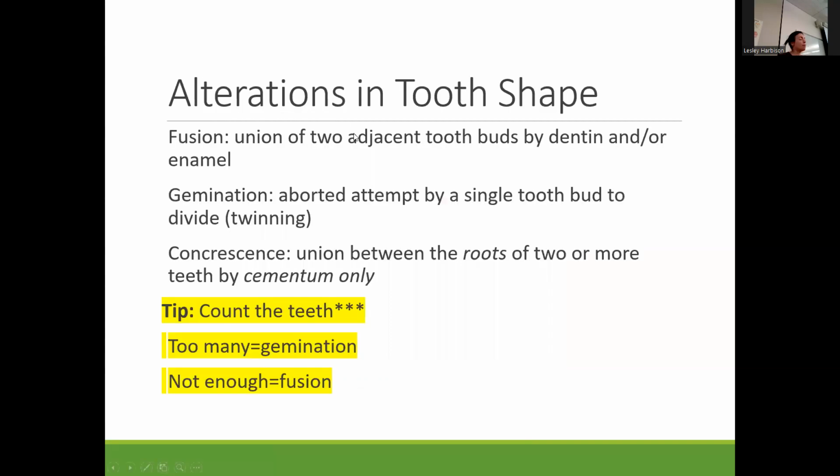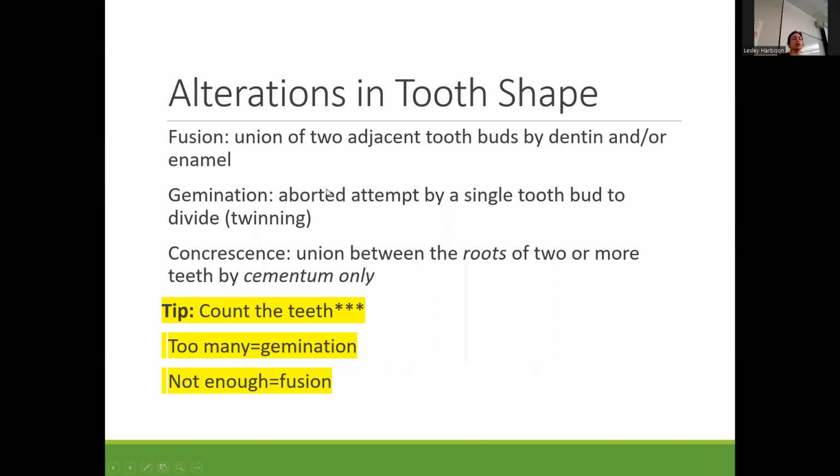Okay, so here's a couple of terms that you definitely will get tested on and that people definitely get mixed up. So star this slide. Fusion is the union of two adjacent tooth buds by the dentin. So they fuse pretty well. They fuse into the dentin and/or the enamel, but usually they fuse into the dentin. So it's two adjacent teeth that fuse together. That's fusion.